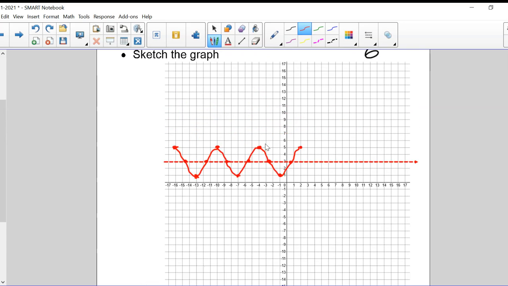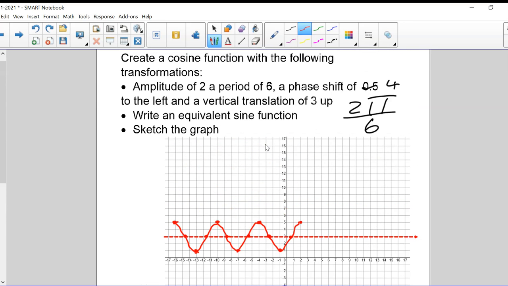Let's just confirm a couple of things now about this graph. Amplitude of 2, absolutely has an amplitude of 2. From the high to the low, from 5 to 1, that distance is 4. 4 divided by 2 is 2. Amplitude is 2. Is the period 6? Well, from this high to this high, you can confirm for yourself from -10 to -4, that distance is 6. That's absolutely true.